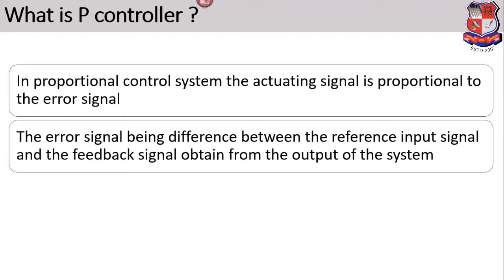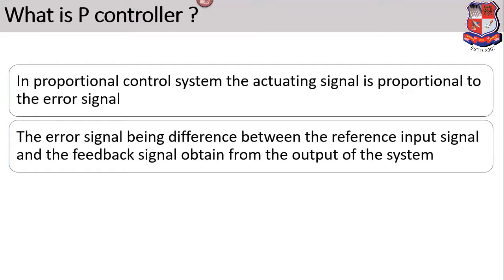Now fundamentally, what will happen in this controller is that it is one of the components which controls the process. So basically we can go through the derivation, and then we have to discuss the block diagram of this controller and how the process can be controlled by the P controller. So let's go through some derivation. Before that, you can see in the definition, in a proportional controller system the actuating signal is proportional to the error signal.